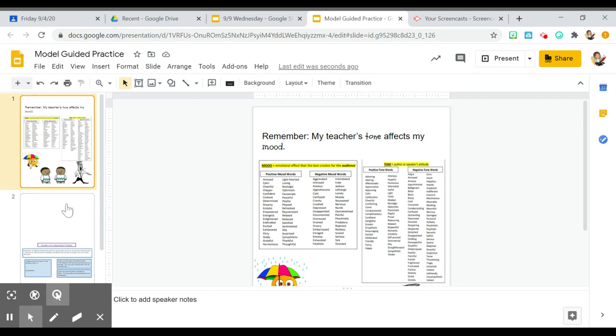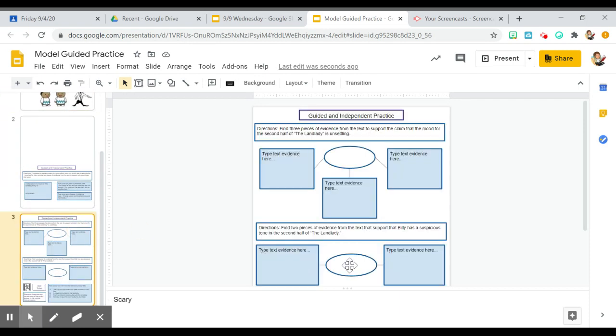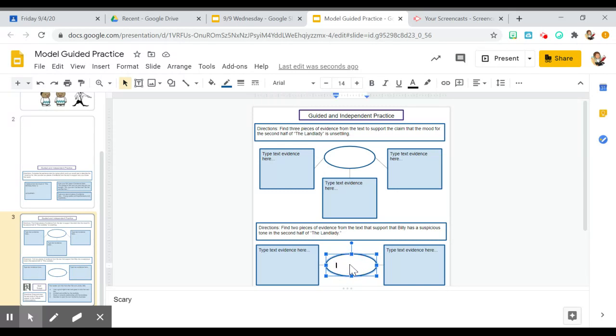Okay, so I'm going to go back to this. And remember, I'm showing you how to do this with the birthday party, but you should be using the text, the landlady. So I'm going to put awkward/tense here. Then I'm going to find text evidence to prove how the author gave me evidence. Now, remember, if I direct quote it, I need to use quotation marks.